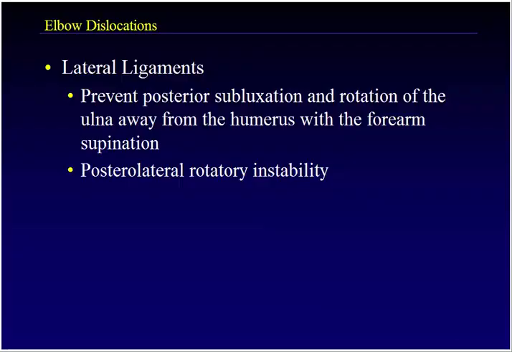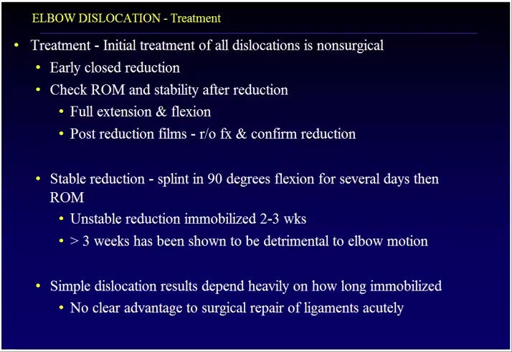The lateral ligaments are responsible for prevention of posterior subluxation and rotation of the ulna, and if they're disrupted, you can get posterolateral rotatory instability. That can be... let's go back to treatment of elbow dislocations.